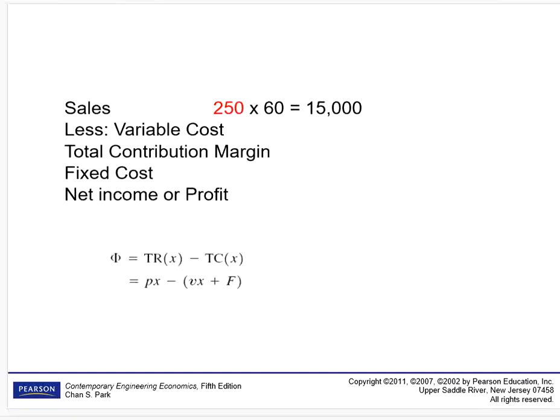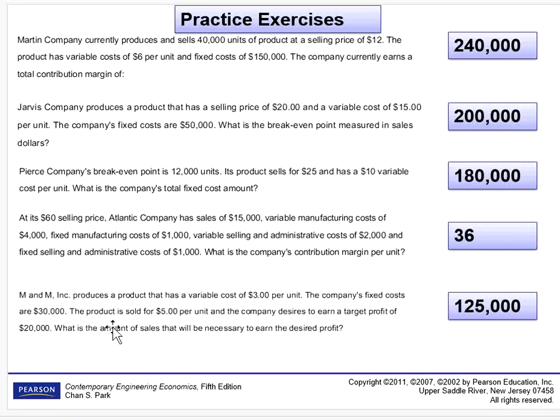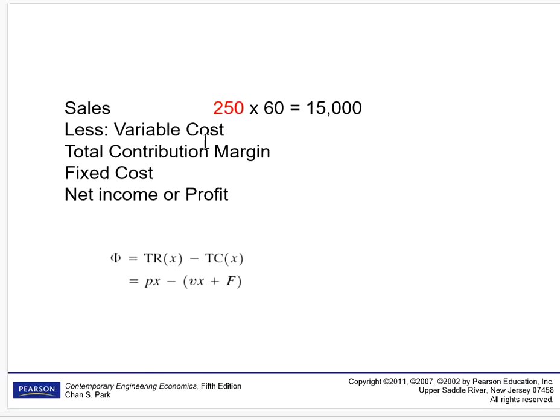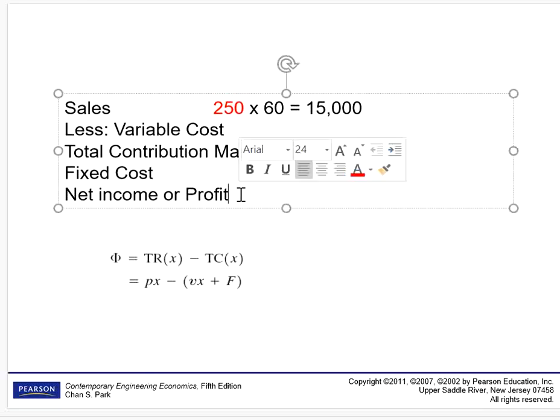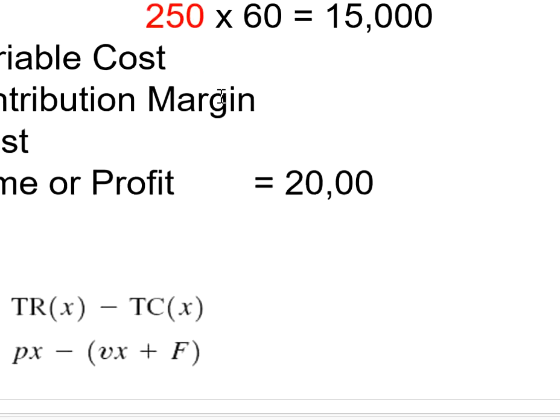Coming back to this one, let's say what should be the sales if we want to earn a target profit. In this equation, profit should be, you can just replace profit with 20,000. So what if we have a profit of 20,000? Or you can replace it in this equation.